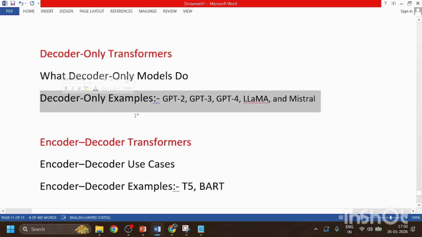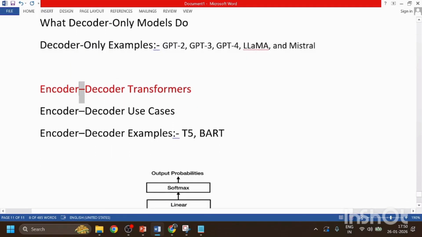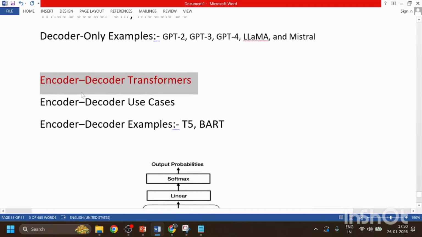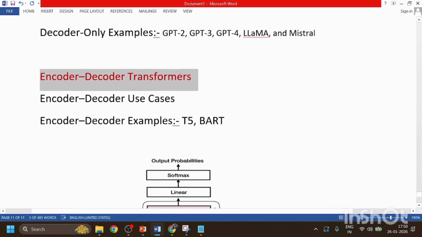Okay, and here we can see encoder decoder transformer. So this is the third part, or third type you can say, encoder decoder transformer.